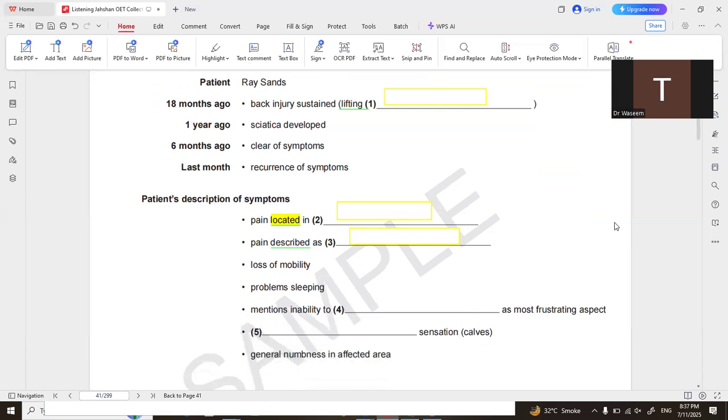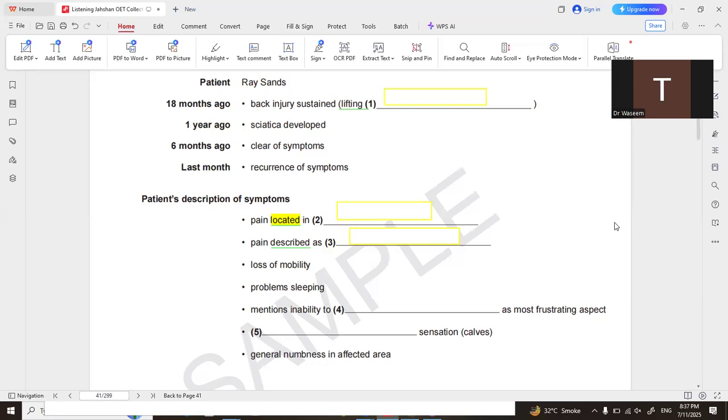Okay, if someone comes in your clinic and asks you, doctor, I'm having pain, you will say, where is the pain? This is the location. Then you're asking, can you describe the pain for me? Is it dull? Is it sharp? Is it agony? Is it tense, intense? Is it severe? So this is how the description comes in.